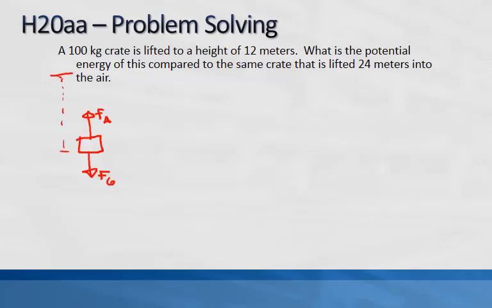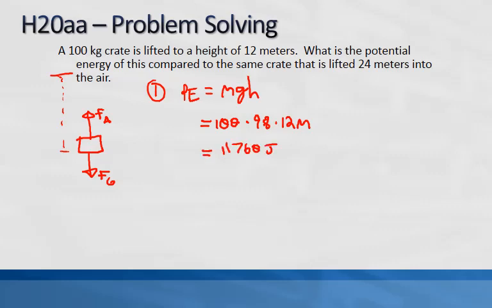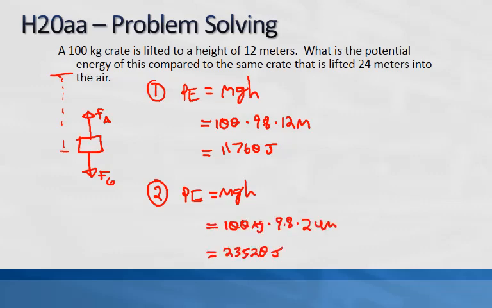Okay, so we have our force applied up, and we can get the energy at that height, 12 meters, and so 11,760 joules, versus the second height, the 24 meters, 23,520 joules. And if you can see here, the energy is double at the second height. The potential energy is directly proportional to the height.